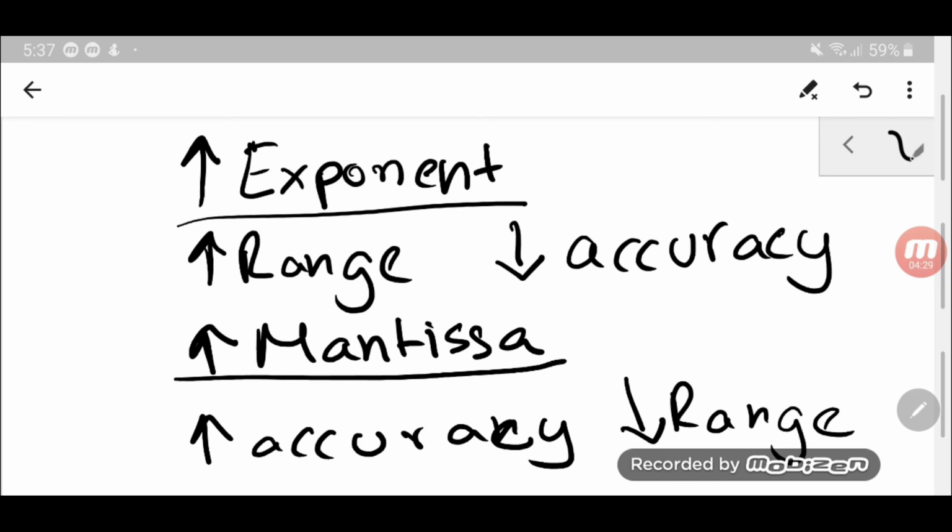So that was all for today. We learned to represent positive real numbers as binary floating point numbers. So have a good day.